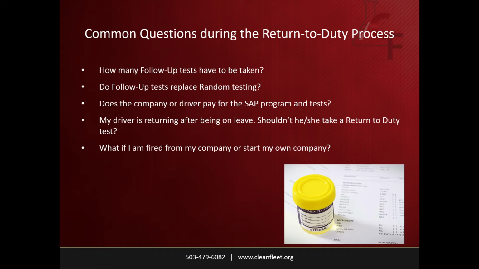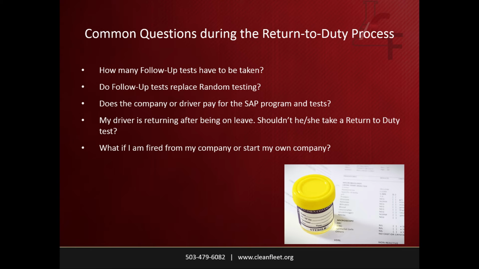Another question: my driver is returning after being on leave. Does he or she need to take a return to duty test? This is where I mentioned the vacation. Again, no. The return to duty only has to do with the violation of having a positive drug test, going through the entire SAP return to duty process, and then that's when the return to duty test actually takes place.